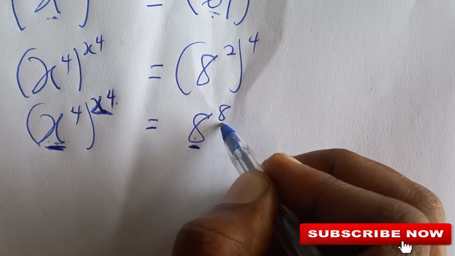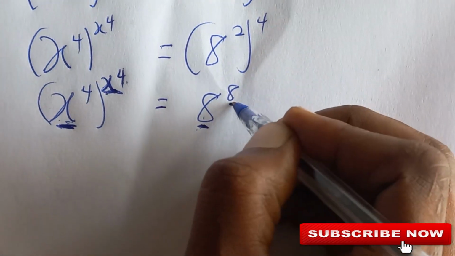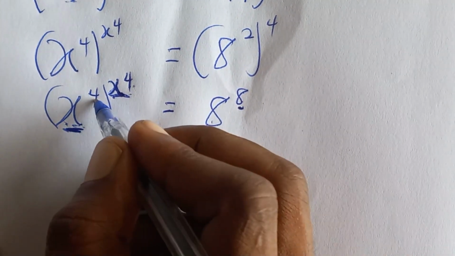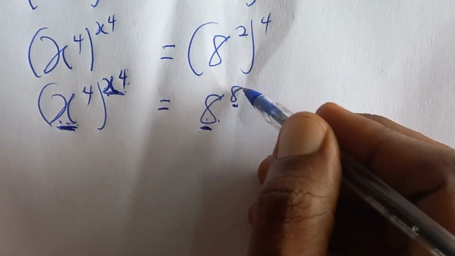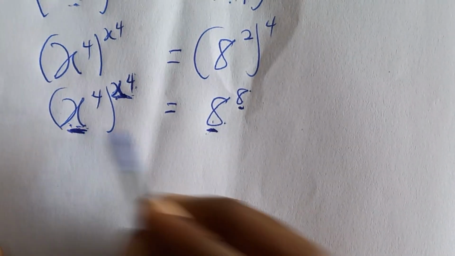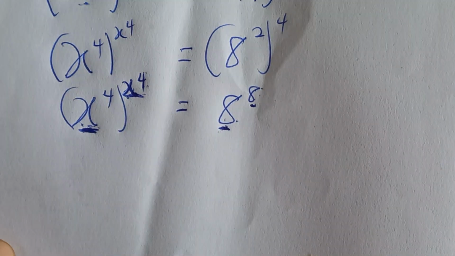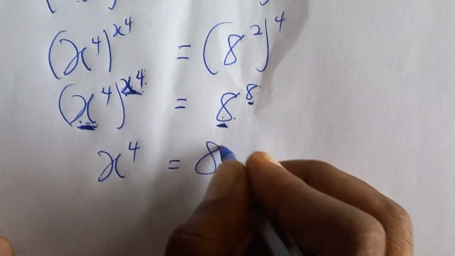So we can say that the powers are the same. You can equate since the bases are the same, because x exponent 4, then we have x exponent 4 here, 8 exponent 8. So we can say that this and this, they are the same base. So we can equate these powers. So we have x exponent 4 is equal to 8.